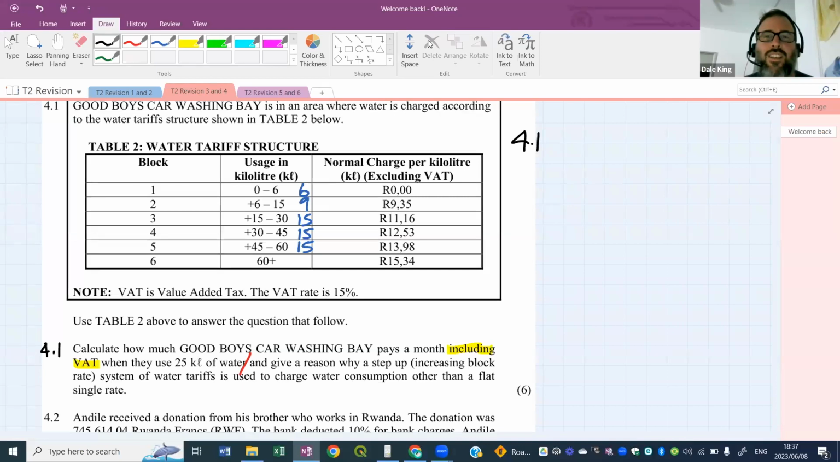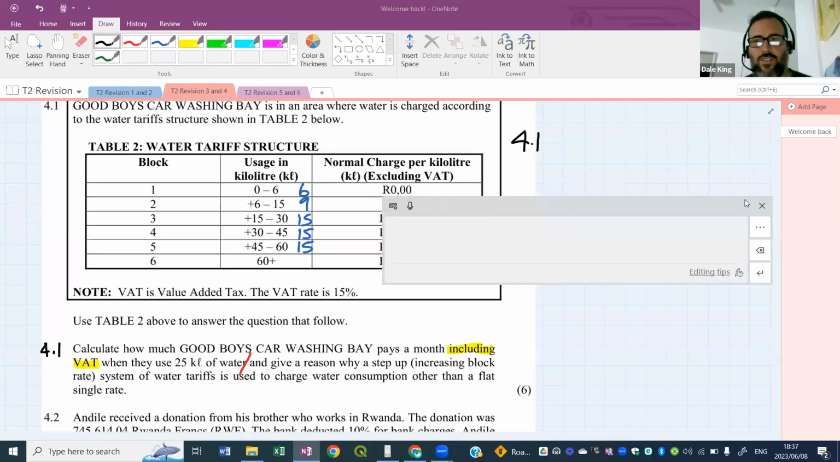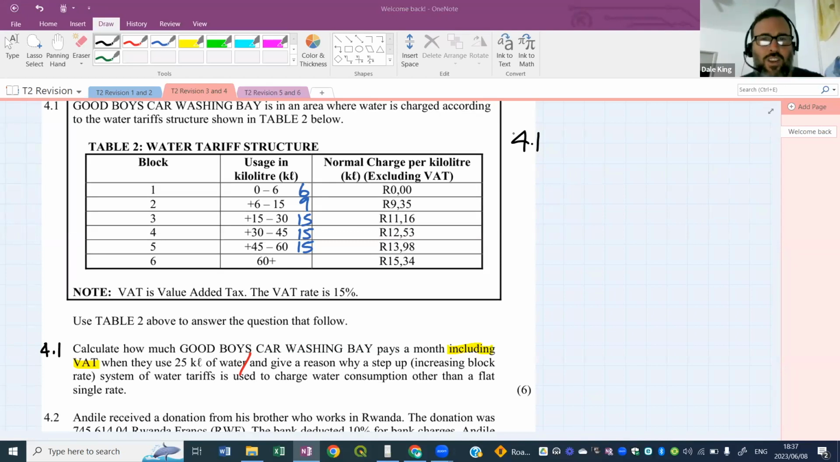We have Vuyo. We've got Vuyo on the line. Vuyo, you there? There we go. How are you, Vuyo? I'm good. How are you? Good. You're very brave. Everyone's scared of tariffs, but you're the brave one. Come on, show us how you do this.